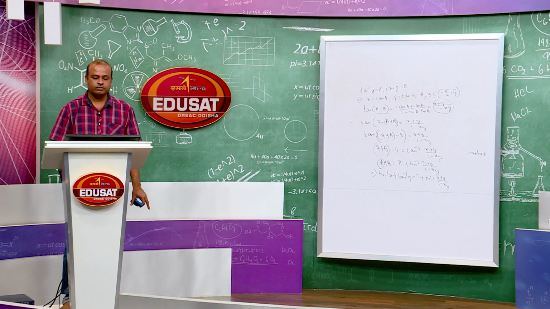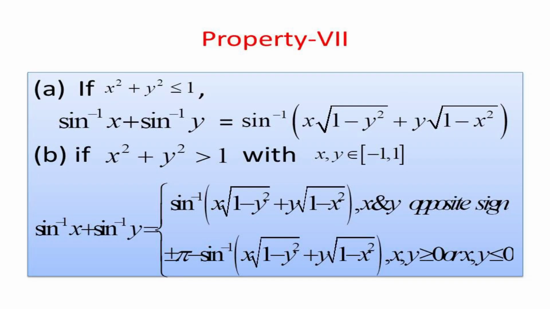Similarly, you can prove the formula for other cases also. Next property is property VII, that is the sin inverse formula for sin inverse x plus sin inverse y. So we have the condition, first one is x square plus y square less than equal to 1, then sin inverse x plus sin inverse y is equal to sin inverse of x into root over of 1 minus y square plus y into root over of 1 minus x square.